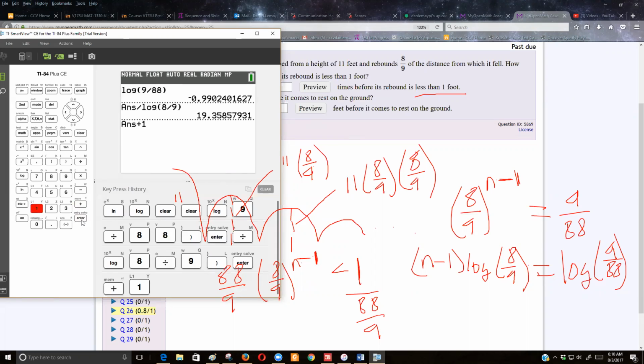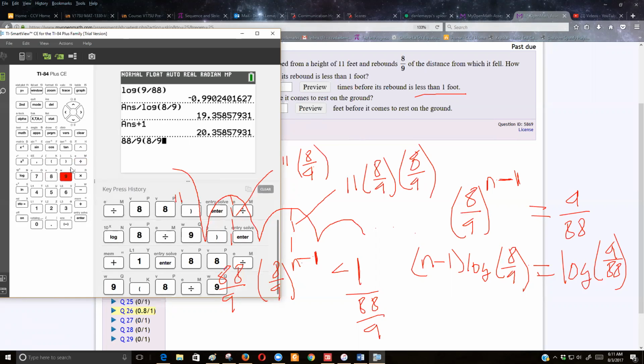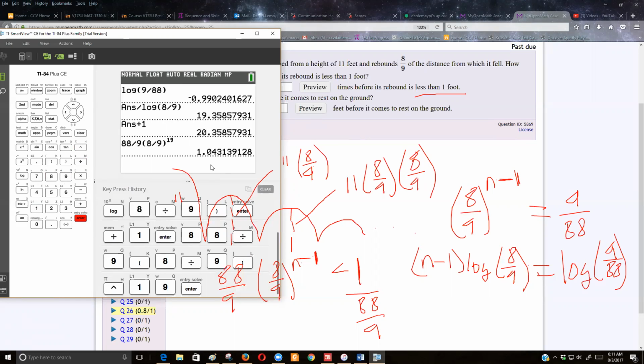So on the 20th rebound, that won't quite be enough, I don't believe. So I think I've got to round up to 21. But let's double check here. Let's go back to my original expression, 88 over 9. So 88 divided by 9 times 8 over 9 raised to the n minus 1, which would be 19. See, that's not quite big enough.